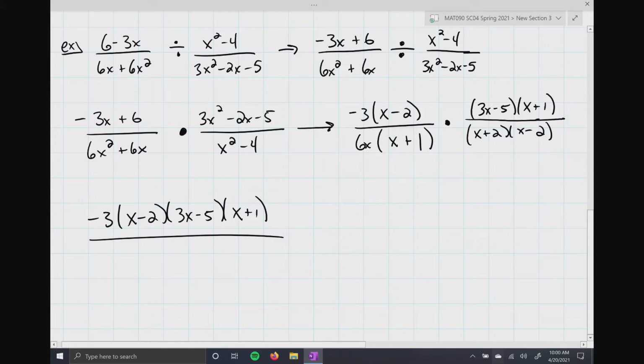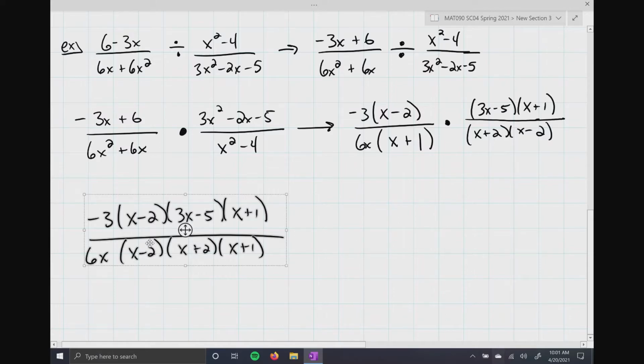Now I'm going to rewrite the entire denominator, and I'm going to try to match everything up that I can. So I'm going to write 6x first. Then I'm going to write x minus 2. Then I'm going to write x plus 2. And then, lastly, x plus 1. Does everybody see why I did that? Are there any questions so far?